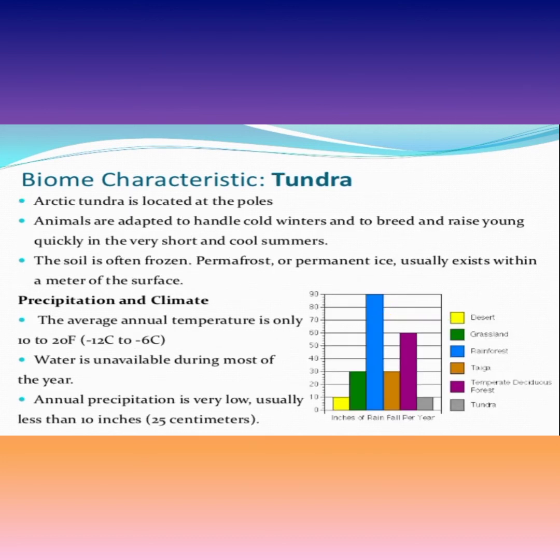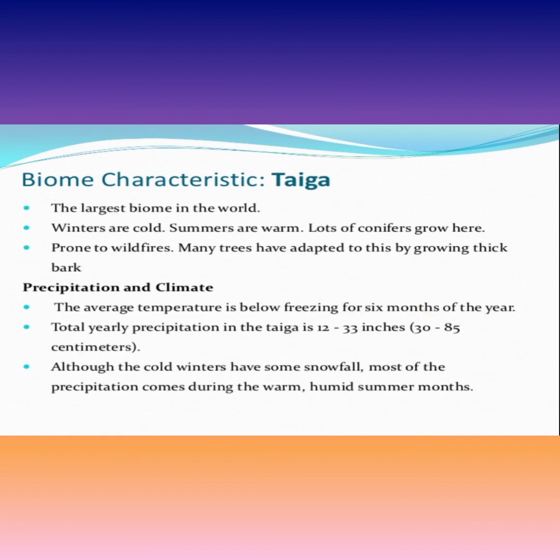Biome characteristic of a tundra. Arctic tundra. At the pole, animals are adapted to handle winter, to breed and raise their young quickly. Very short and cool summer. The soil is often frozen: permafrost, permanent ice, usually exceeding a meter. Precipitation and climate: the average annual temperature is only 10 to 20 degrees Fahrenheit, that means minus 12 to minus 6 degrees Celsius. Water is unavailable during most of the year. Annual precipitation is very low, usually less than 10 inches.